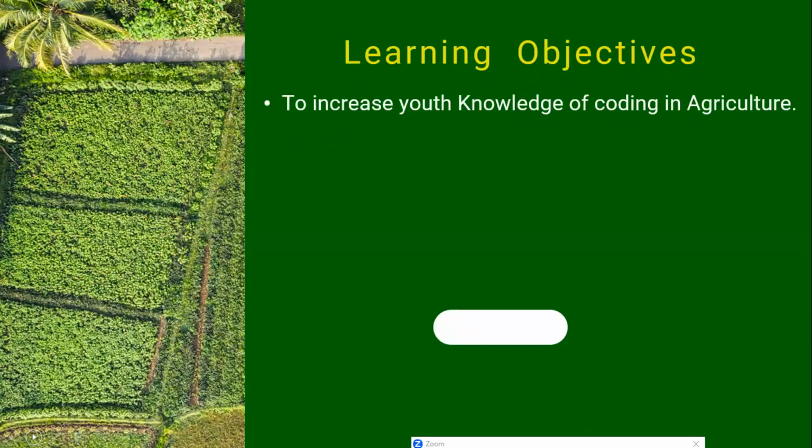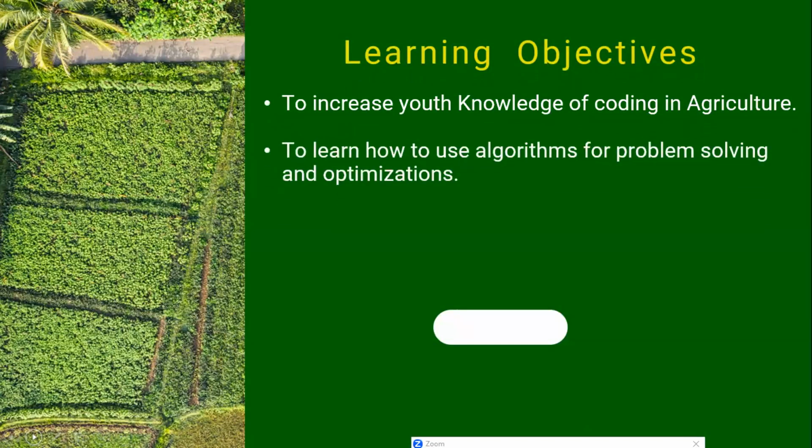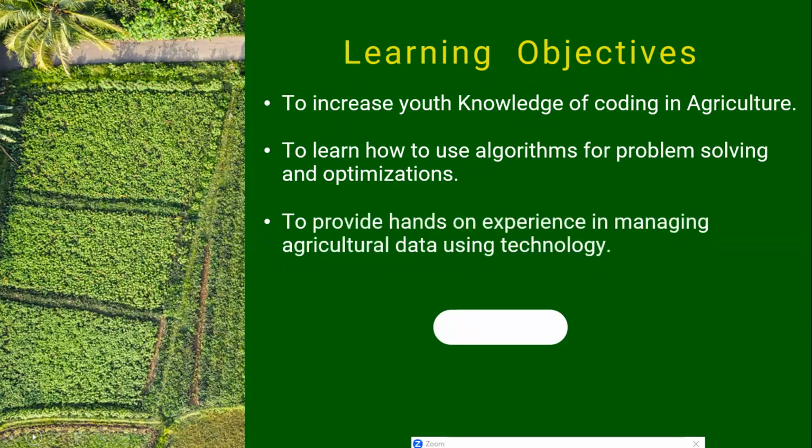So the learning objectives. By the end of this course, what are we expecting to have learned? One, to increase the youth knowledge of coding in agriculture. That is our first objective. Then to learn how to use algorithms of problem solving and optimizations. And then three, to provide hands-on experience in managing agricultural data using technology. So the third objective is going to be a physical interaction.